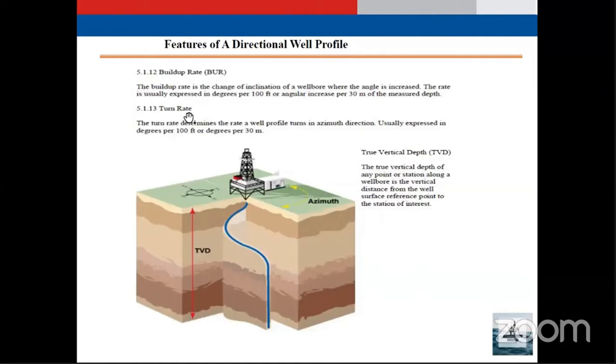Another feature or definition is called turn rate. What is the meaning of turn rate? The turn rate is the rate at which the azimuth changes. What is the meaning of azimuth?